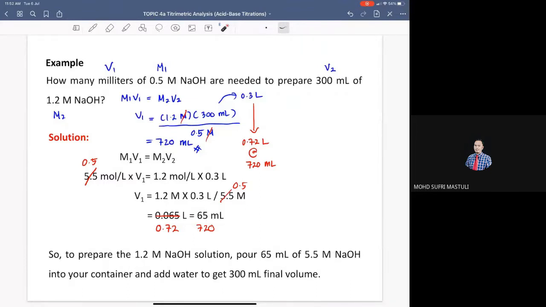So you can write the statement: in order to prepare 300 ml of 1.2 molar sodium hydroxide solution, we have to use 720 ml of 0.5 molar sodium hydroxide in the container, and then we add 300 ml of distilled water to dilute the solution. All right. So it's very simple. You just use the formula M1V1 equals M2V2. Okay.